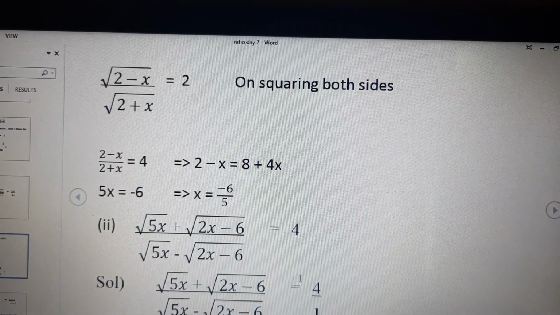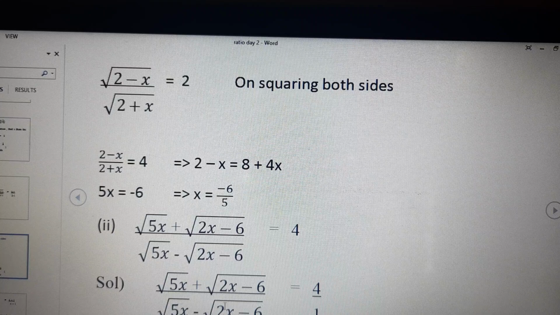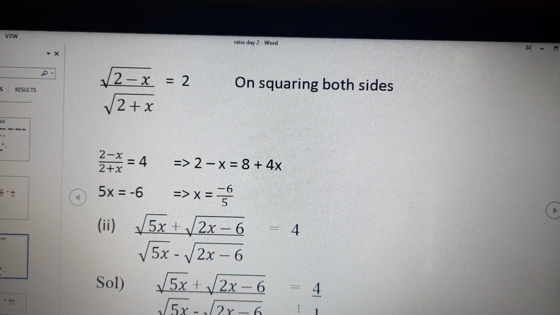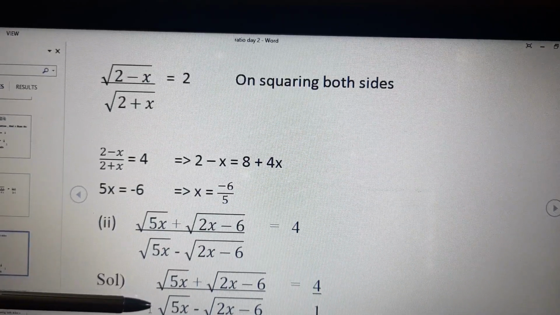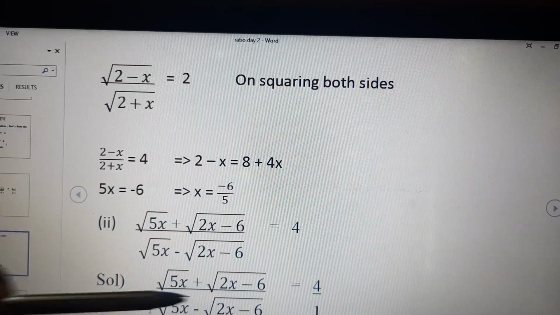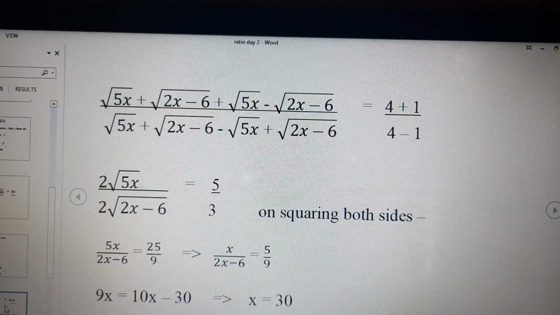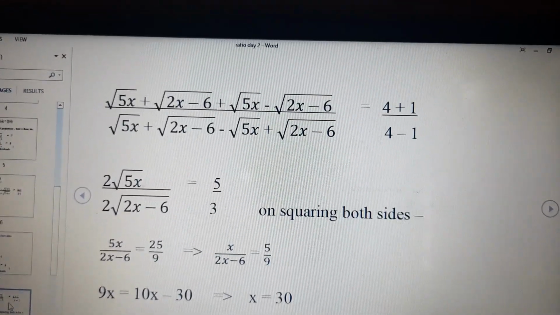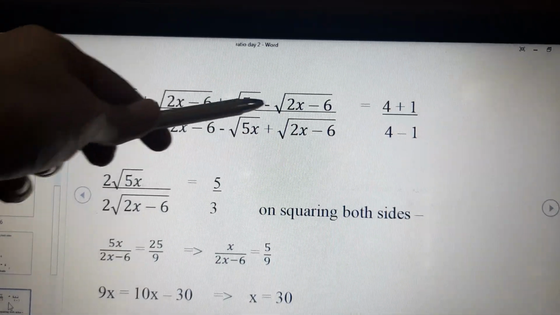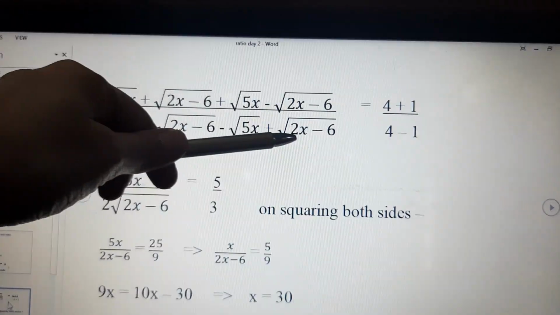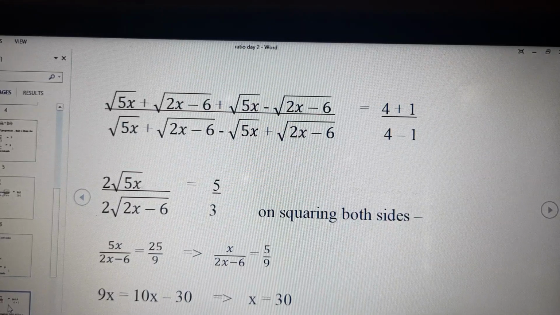In the numerator, because we have a plus sign, nothing will be changed: under root 5x plus root 2x minus 6 plus root 5x minus under root 2x minus 6. But in the denominator, it is numerator minus denominator, so because of this the minus sign will be converted to plus. Clear? So it becomes under root 5x plus root 2x minus 6 plus numerator plus denominator, numerator minus denominator, this minus sign is converted to plus. Clear? 4 plus 1, 4 minus 1.